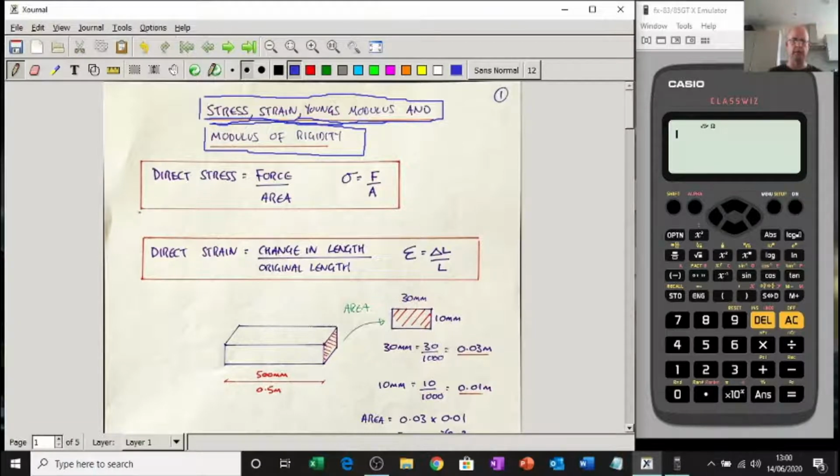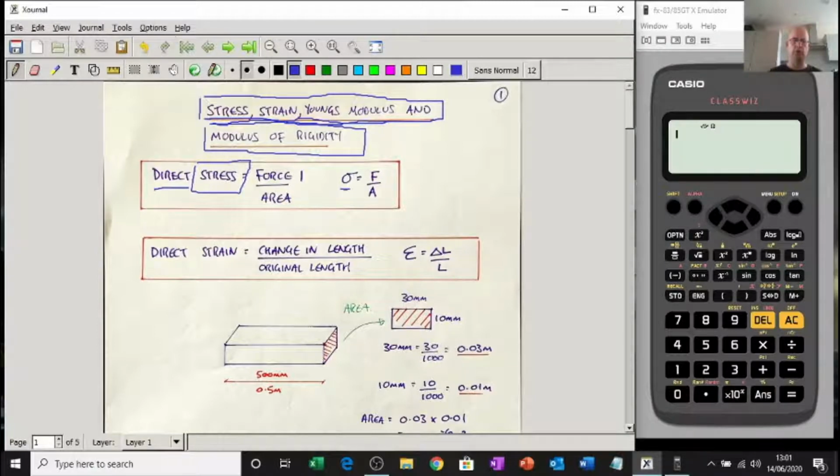So the first thing is stress. So stress is force over area. I put direct stress there because we're talking about direct stress in the first part. So all stress is really is force over area. And that's the symbol for stress, like that Greek symbol, as force over area.